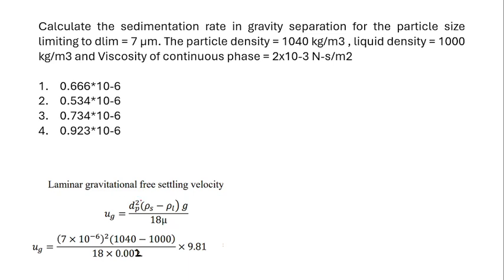We know the diameter of the particle, which is 7 micron, so 7 into 10 power minus 6, the whole square. Rho s for the solid is 1040, for the liquid it is 1000. And g is the constant, 9.81, divided by 18 mu. Mu is 2 into 10 power minus 3, so I am taking it as 0.002. If we solve this, the answer will be 0.534 into 10 power minus 6. So this is the sedimentation rate in the gravity separation.